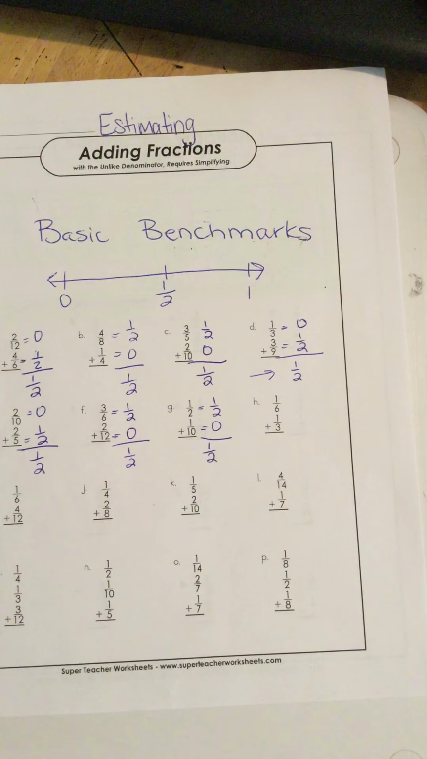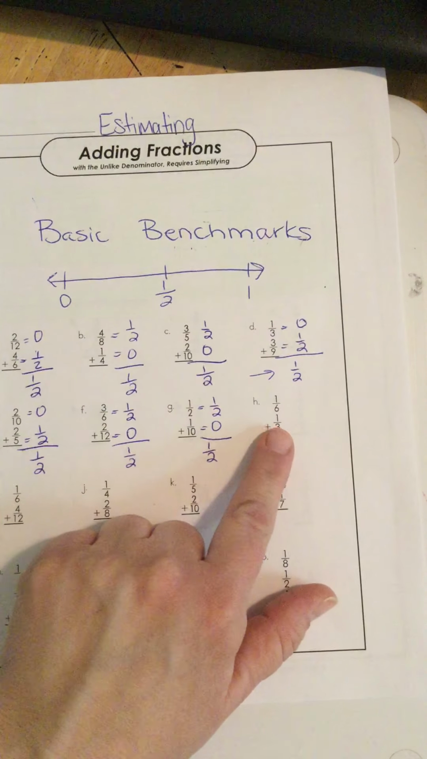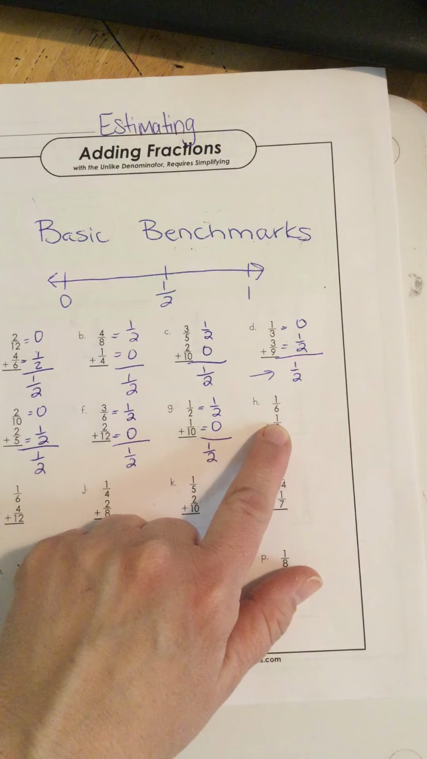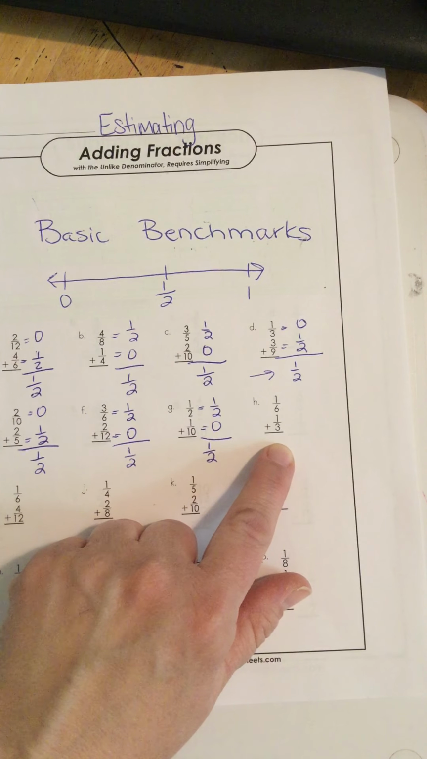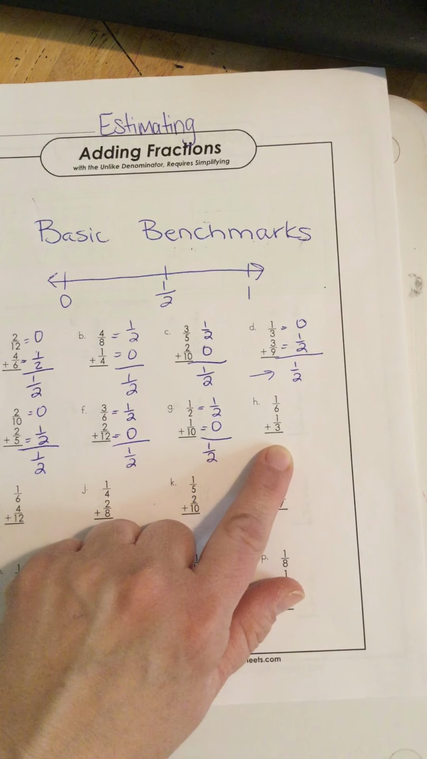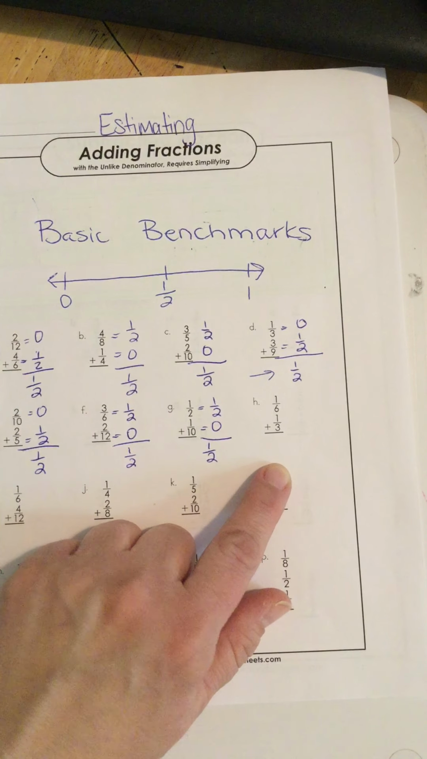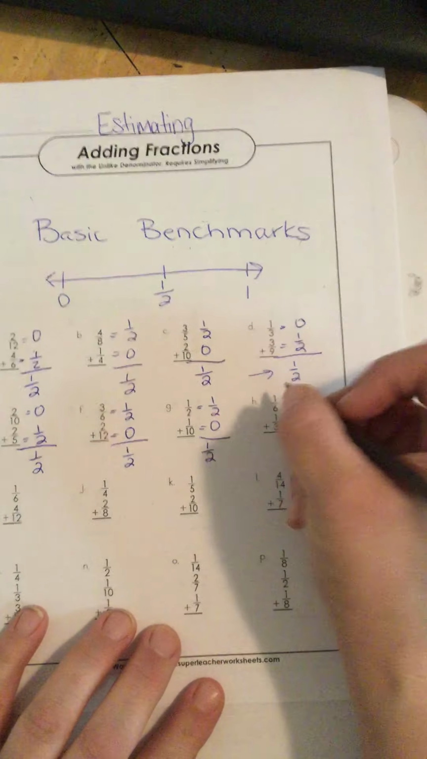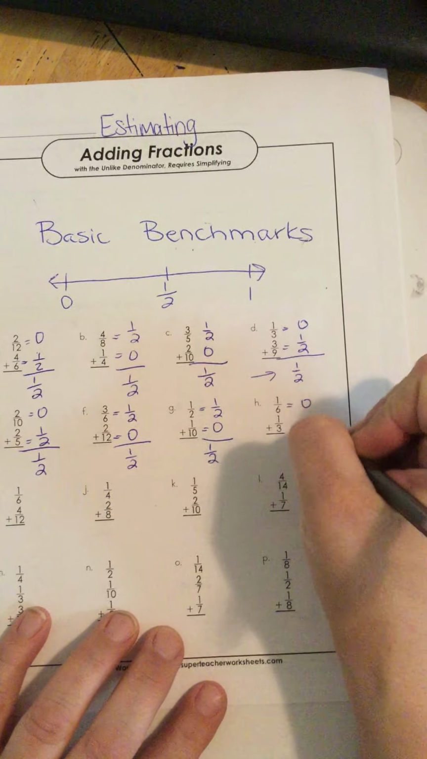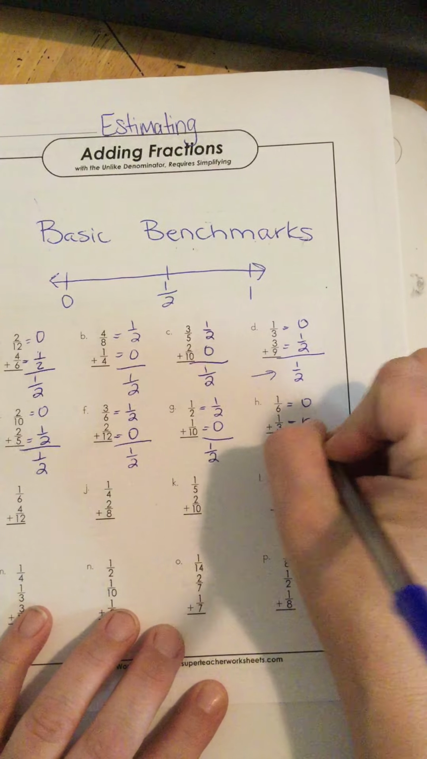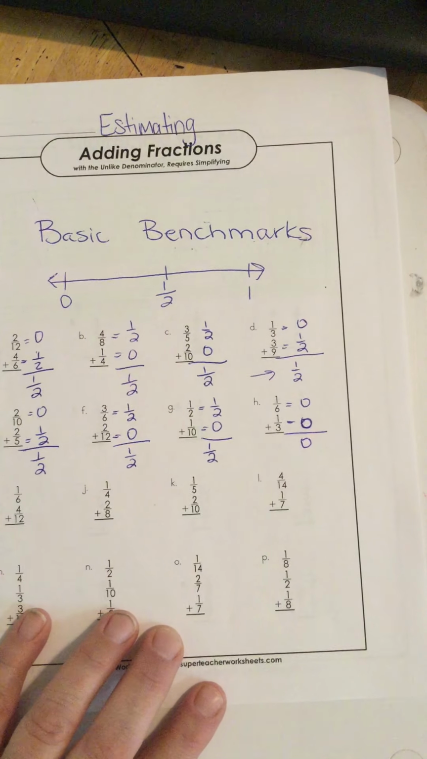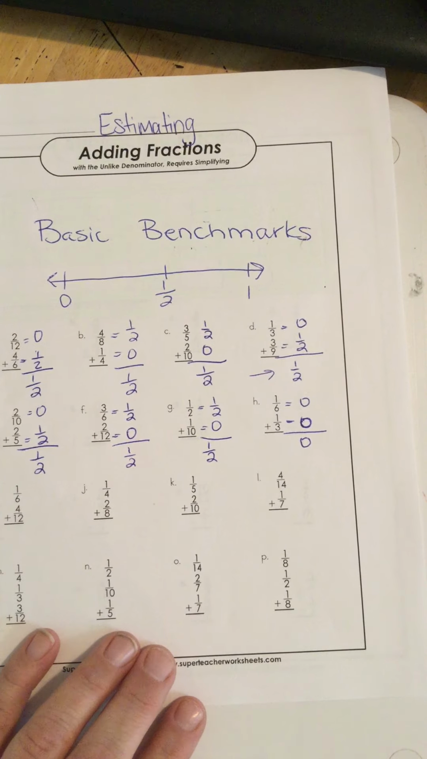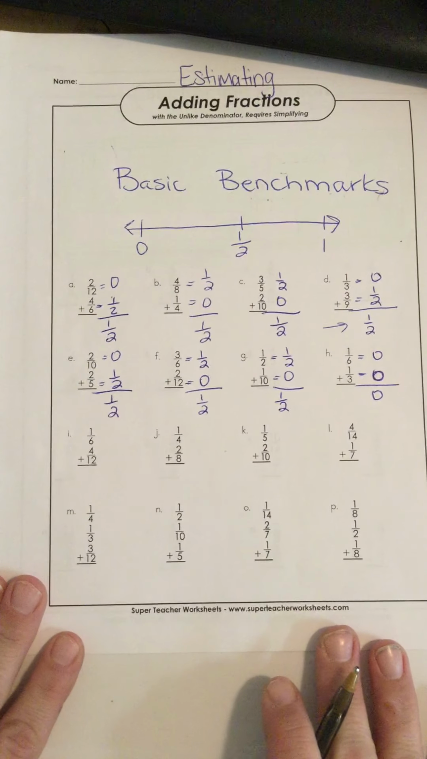Okay, 8 should be easy. What is 1/6 equal to? All right, now what is 1/3 equal to? And you find the sum and you get 0. 1/6 is 0. 1/3 is 0. You add those together and you get 0. Okay.